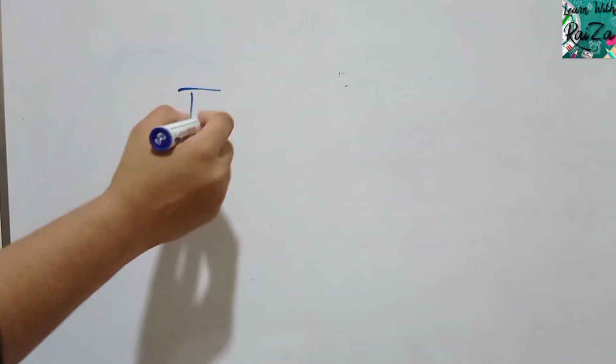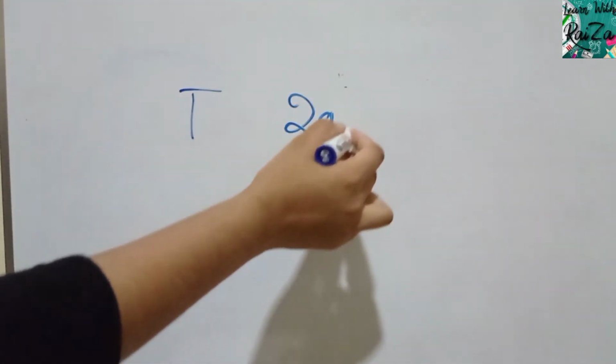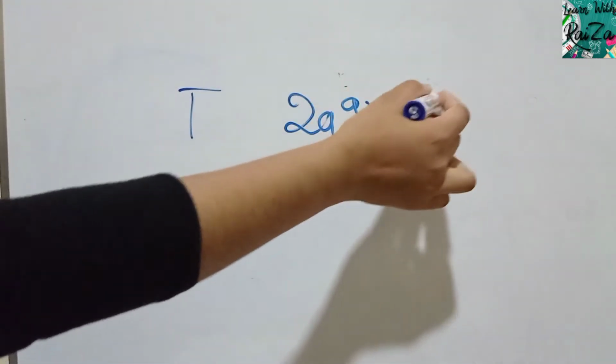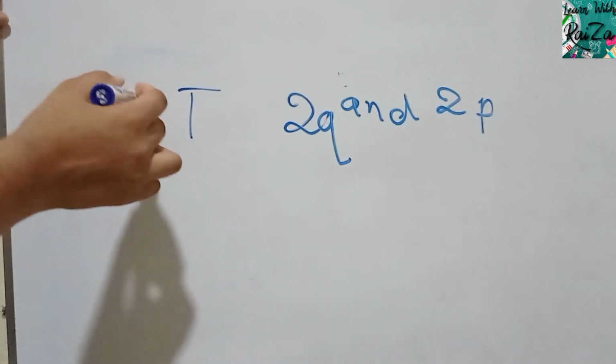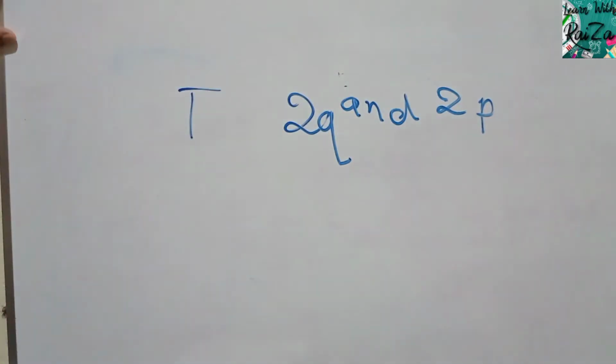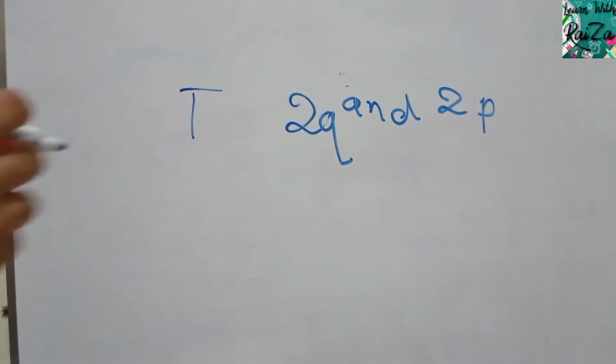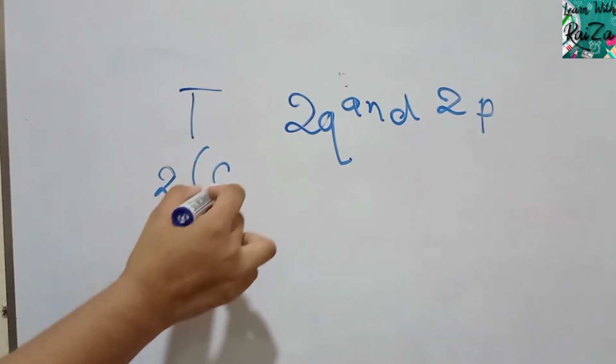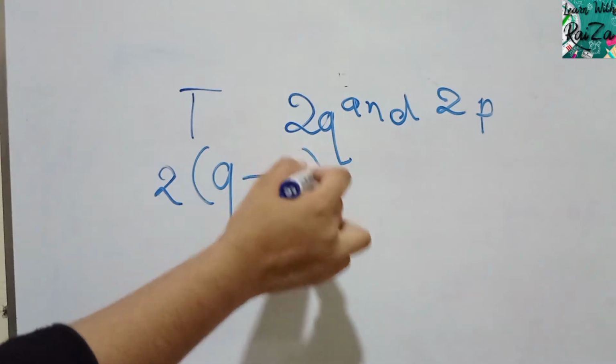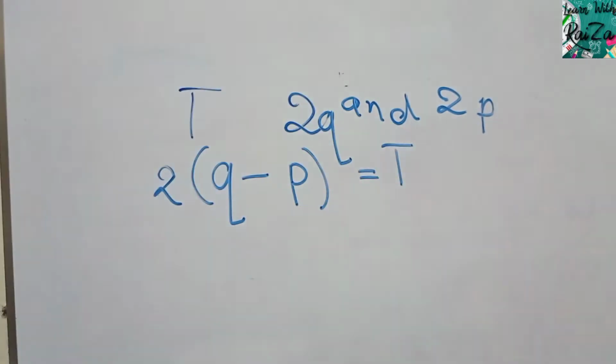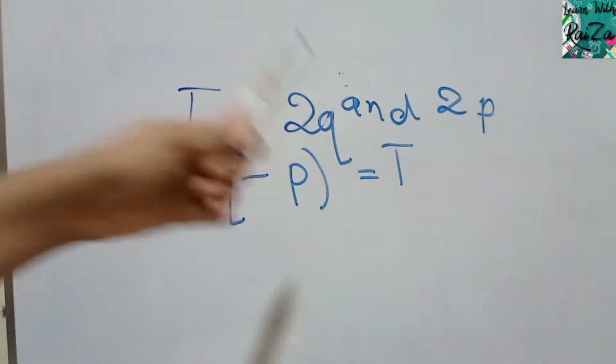Next, let's take another question of constructing a formula. If I tell a situation like T is obtained by subtracting twice of Q from P, so we have to obtain T by subtracting twice of Q from P. Twice of Q, if you subtract it from P, you will get T.